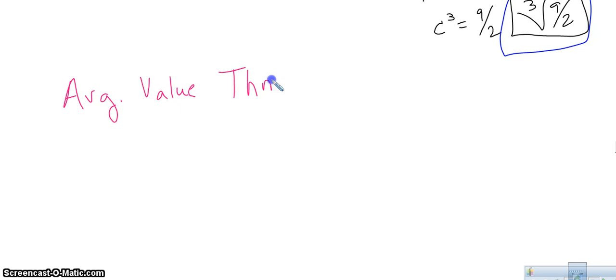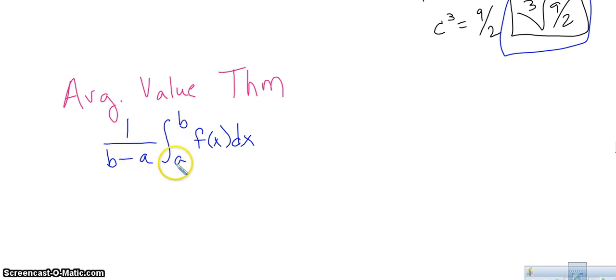Now something else that goes with that is called the average value theorem. And it's very easy. All you have to do for the average value theorem is you integrate to find your area. And then to find the average, you take your area and you multiply it by 1 over b minus a, or basically divide it by the width, the length between b and a.